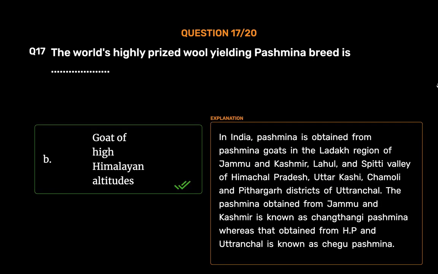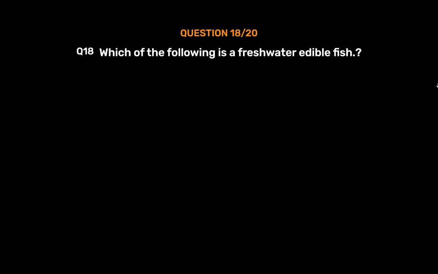In India, Pashmina is obtained from Pashmina goats in the Ladakh region of Jammu and Kashmir, Lahul and Spiti Valley of Himachal Pradesh, Uttarkashi, Chamoli and Pithoragarh districts of Uttarakhand. The Pashmina obtained from Jammu and Kashmir is known as Changthangi Pashmina, whereas that obtained from HP and Uttarakhand is known as Chegu Pashmina.